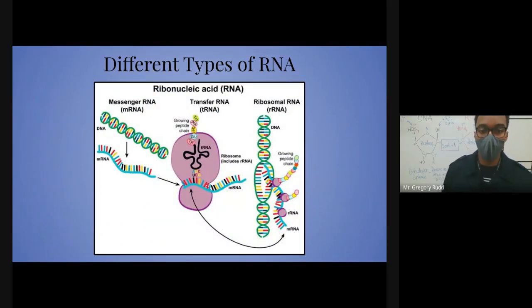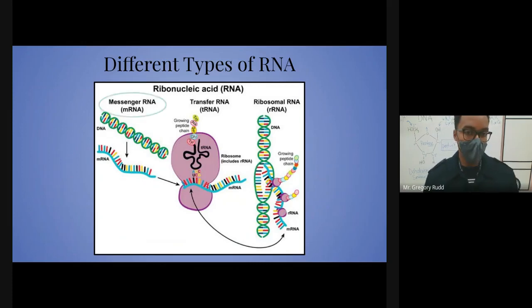Here's an image that shows the difference between the three and how they're used in transcription and translation, the process of protein synthesis in general. We'll talk more about it. Messenger RNA is the first one that comes up in this process. It carries the message from DNA to the ribosome. Transfer RNA comes second, and transfer RNA's job is to bring amino acids to the ribosome. And then ribosomal RNA is last, and it's used essentially just to make a protein.